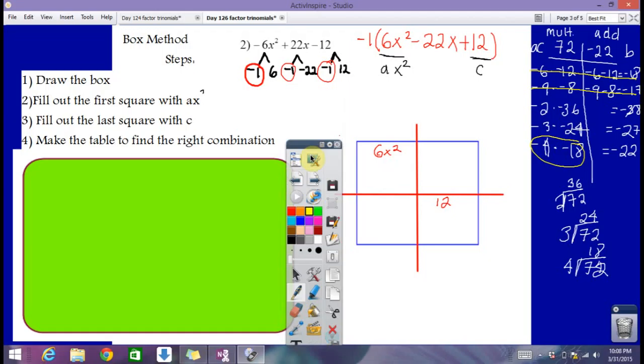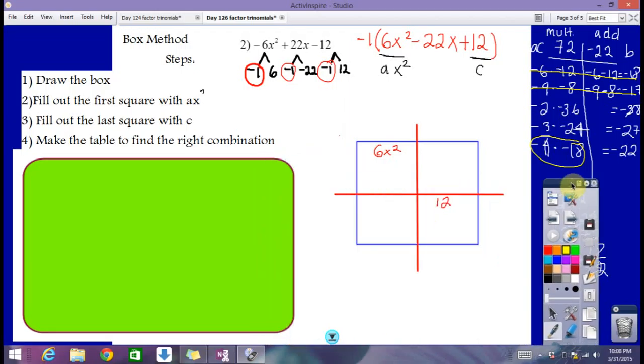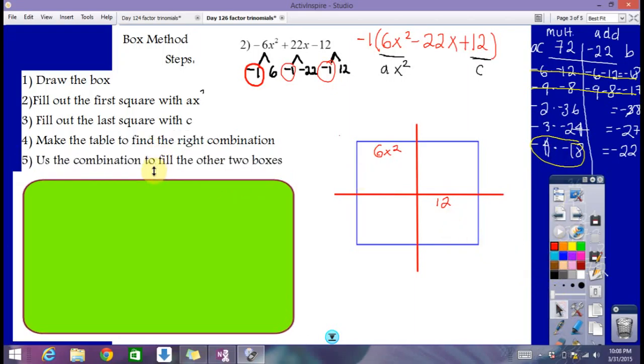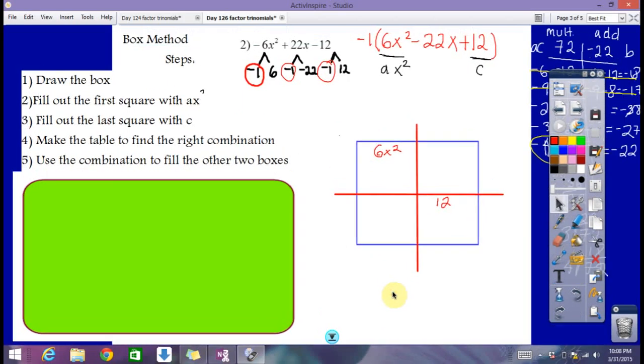So yes, let's remind the steps. Make the table to find the right combination. Yep, we did. The right combination is negative 4 and negative 18. Spelling mistake, let's correct it really quick. There we go. Use the combination to fill the other two boxes. Which other two boxes? Well, the empty ones.